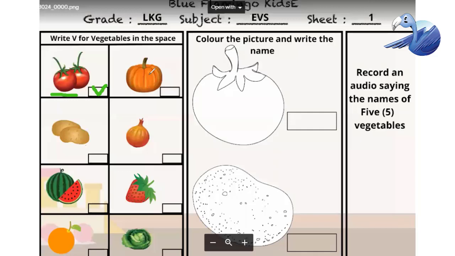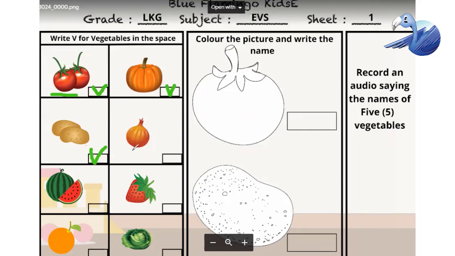Okay, the next is pumpkin. Do you think pumpkin is a vegetable? Yes, so we have to write V here again. Vegetable starts with V, no? The beginning letter is V. So we have to write V. Okay, now the next one is potato. Potato is a vegetable? Yes, so we have to write V here.